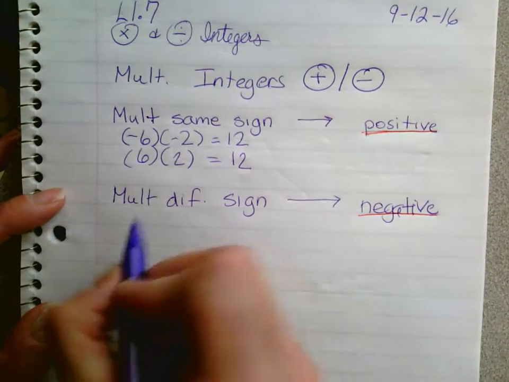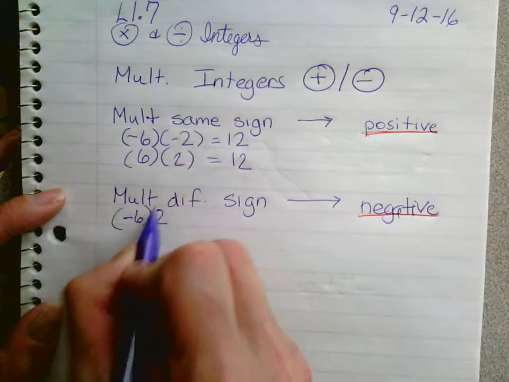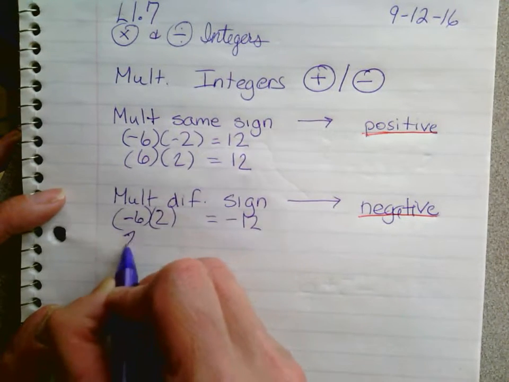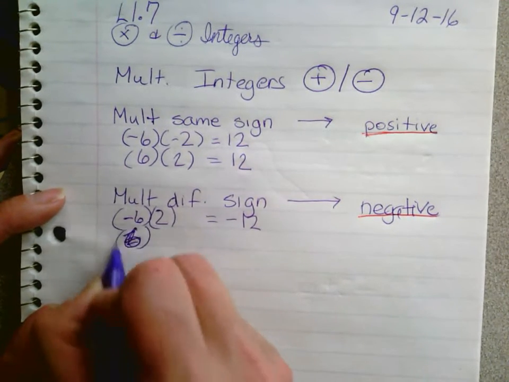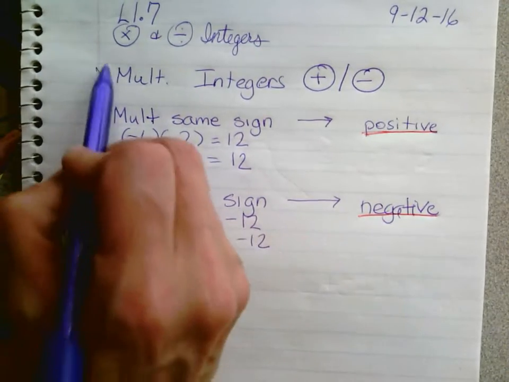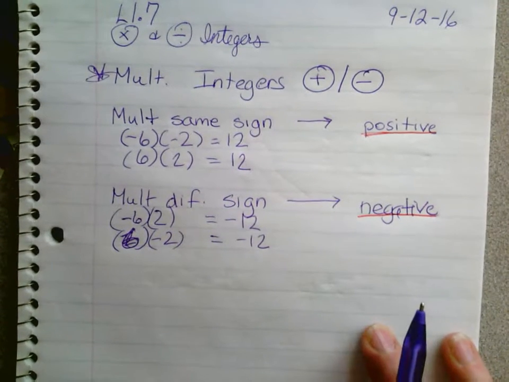So -6 and 2 would be a -12, or the other way, +6 and -2. Okay? So there are your rules to associate with signs.